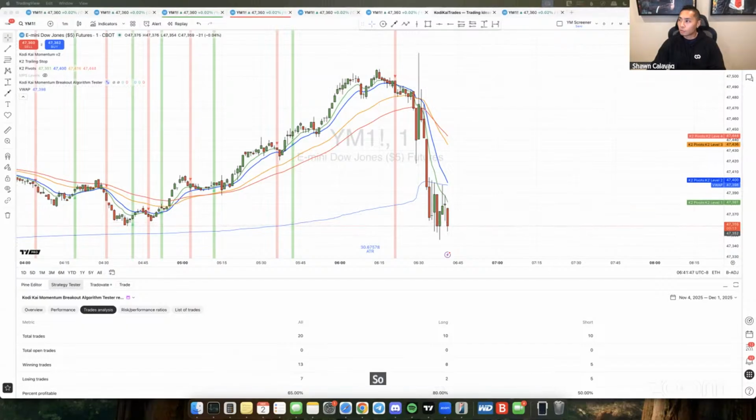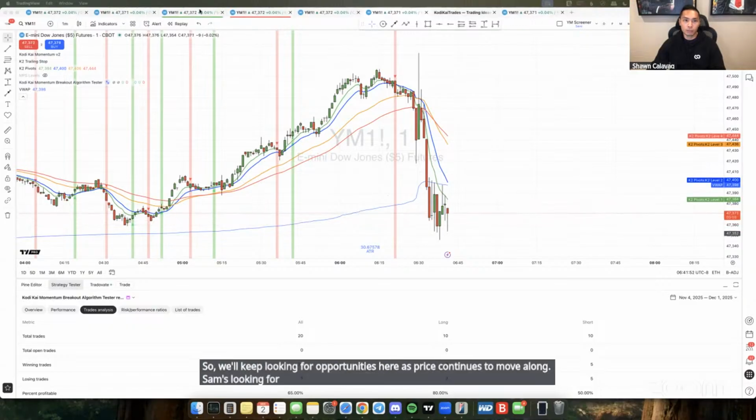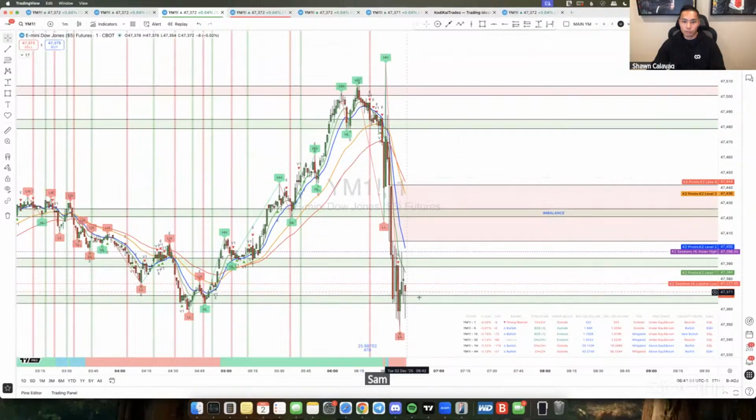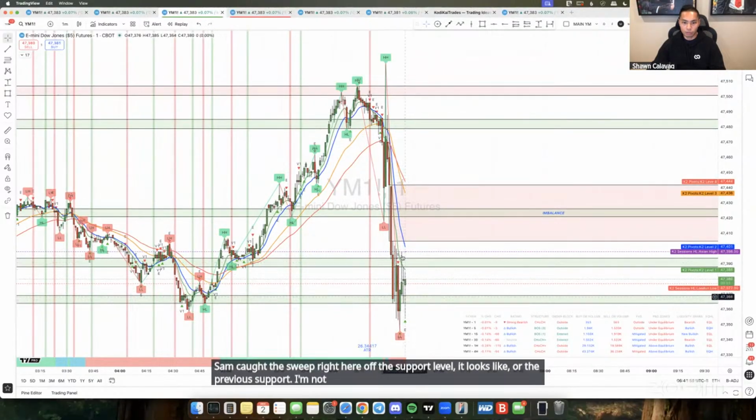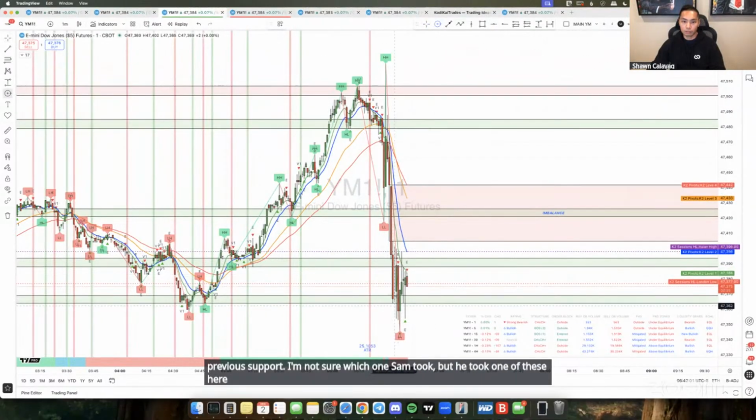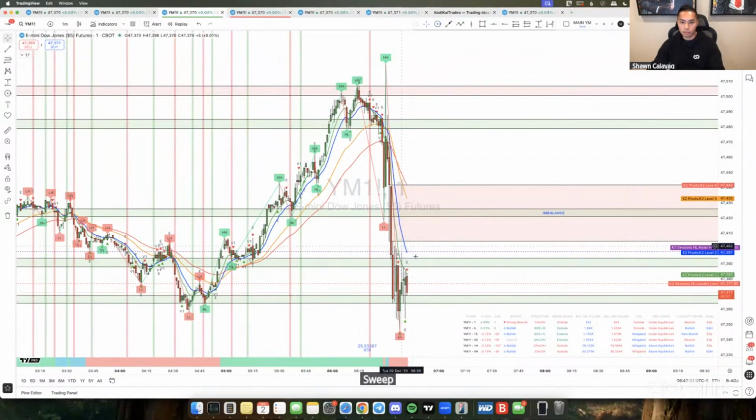So we'll keep looking for opportunities here as price continues to move along. Sam took a sweep right there. Nice work, Sam. Sam caught the sweep right here off the support level, it looks like, or the previous support. I'm not sure which one Sam took, but he took one of these here. Maybe this one up here. Sweep off the resistance. I think this makes the most sense, right?